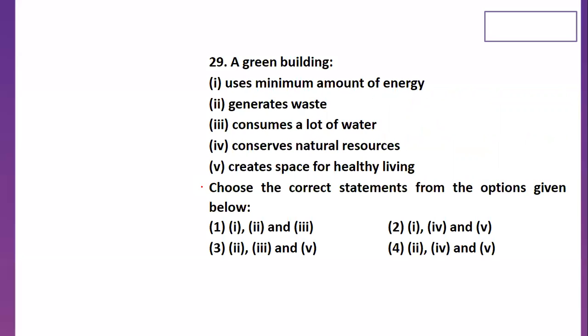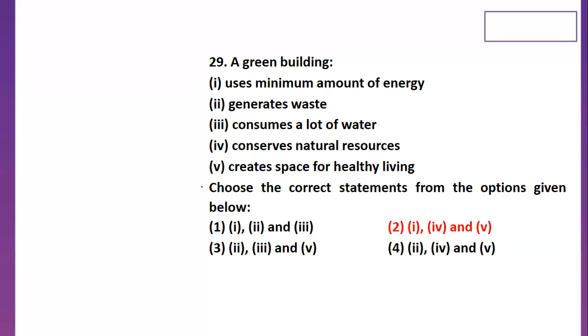I'll read the options once again. Minimum amount of energy, generates waste, consumes a lot of water, conserves natural resources, creates space for healthy living. So what do you feel can be a part of a green building? From the given options, you can even eliminate. But even if you eliminate, you have to check the options properly. Many times that elimination may not give you a very quick answer. That's how the strategy of the paper setters is. So you have to be careful. Okay.